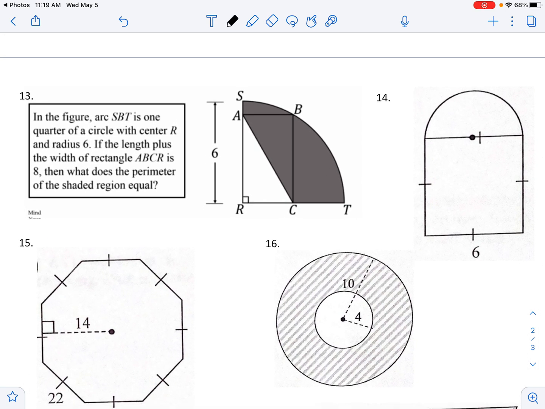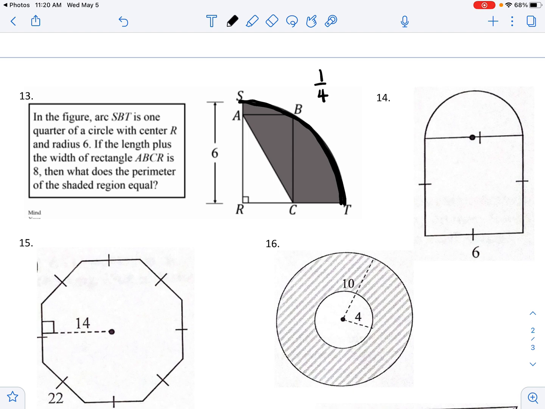Number 13, I put on here because it's covered in this area and it is an example of an SAT or ACT question. So I found it very interesting. I spent quite a bit of time on this. A couple things you need to know. So in this figure, arc SBT is 1/4 of the circle. So to find this, it's 1/4 of a circle.